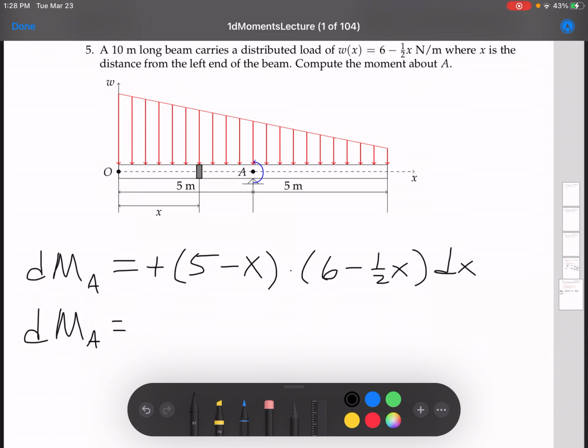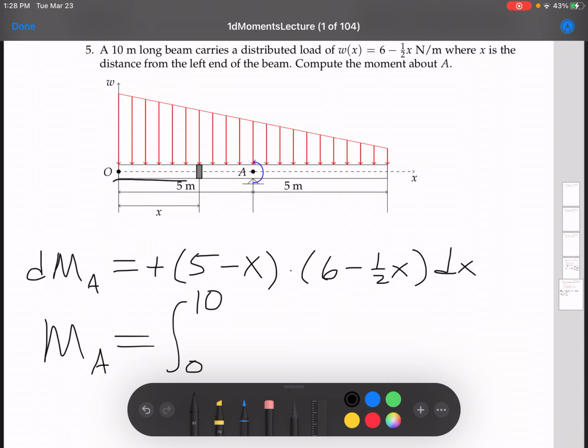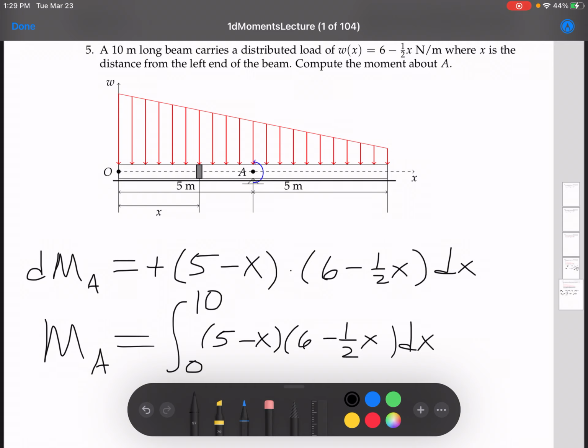And we can now compute the moment for the entire beam, M sub A, about A. This is the integral from 0 to 10, because we're going to integrate along the entire beam. The entire beam is 10 meters long. And I'll spare you the computations. I trust you can do those. The answer is 41.7 Newton meters.